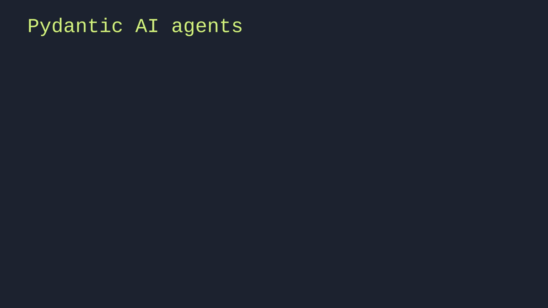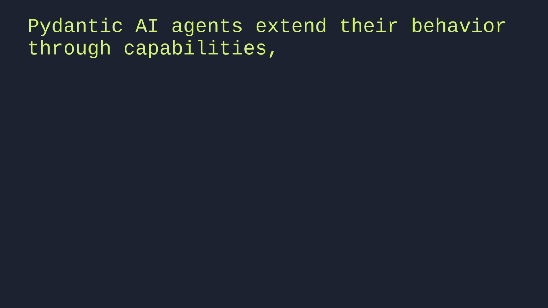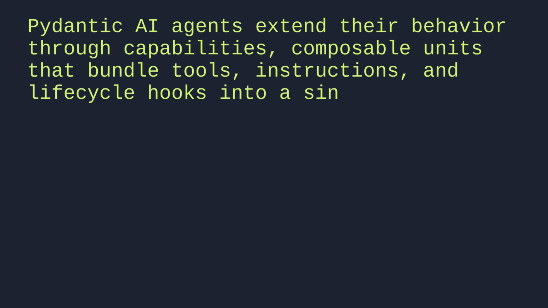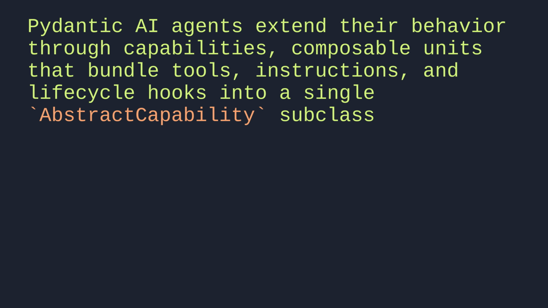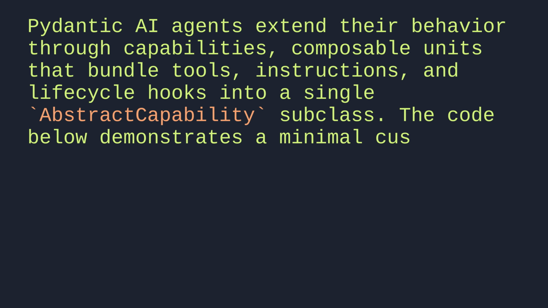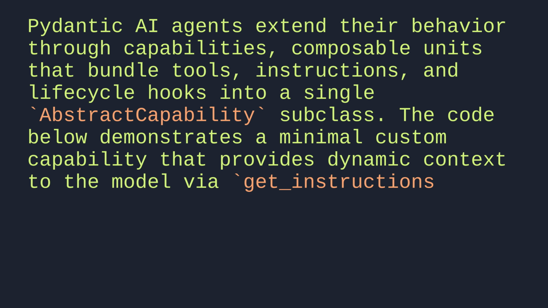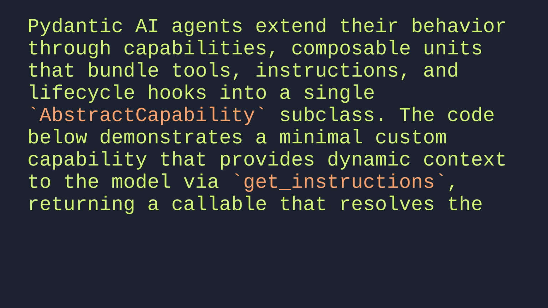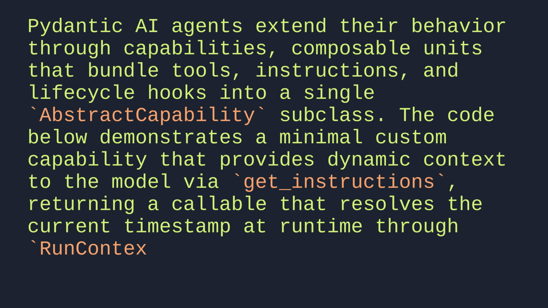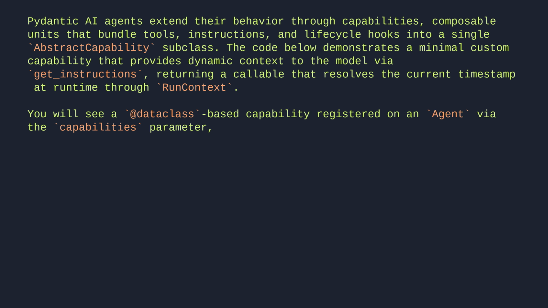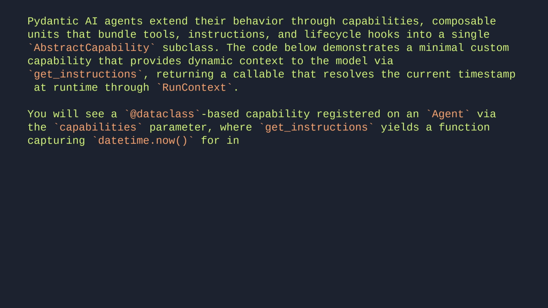Pydantic AI agents extend their behavior through capabilities, composable units that bundle tools, instructions, and lifecycle hooks into a single AbstractCapability subclass. The code below demonstrates a minimal custom capability that provides dynamic context to the model via getInstructions, returning a callable that resolves the current timestamp at runtime through runContext. You will see a @dataclass-based capability registered on an agent via the capabilities parameter, where getInstructions yields a function capturing datetime.now for inclusion in the model's request.